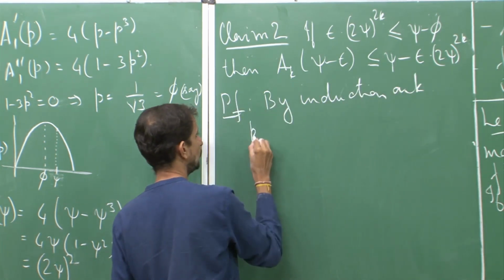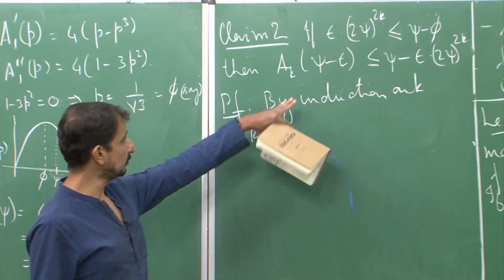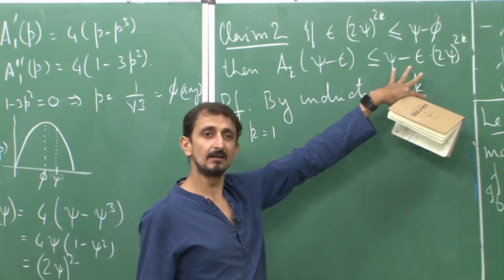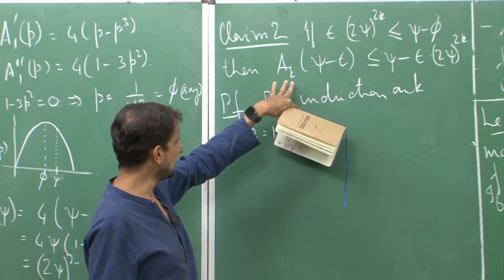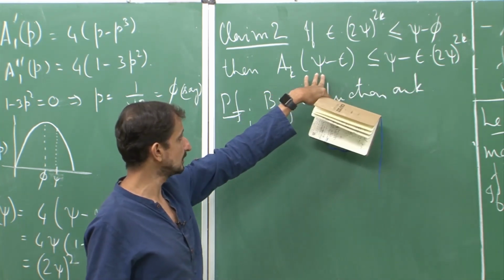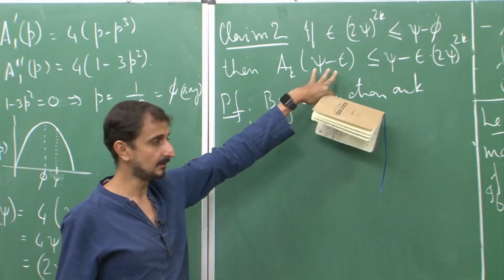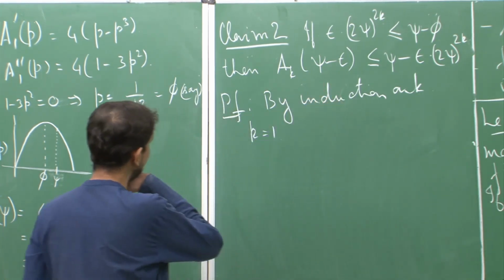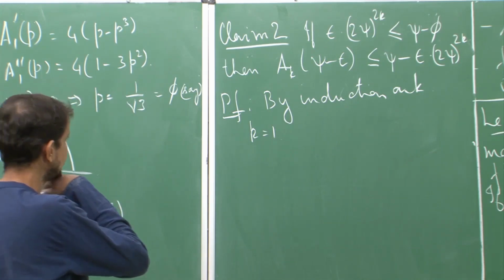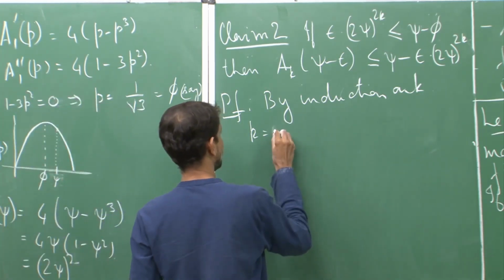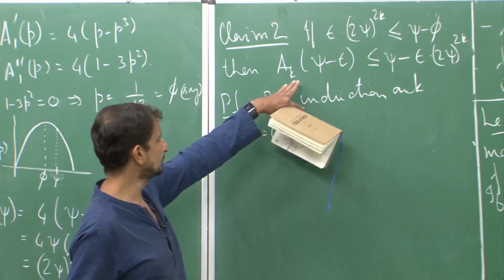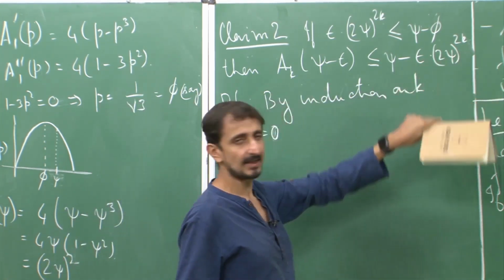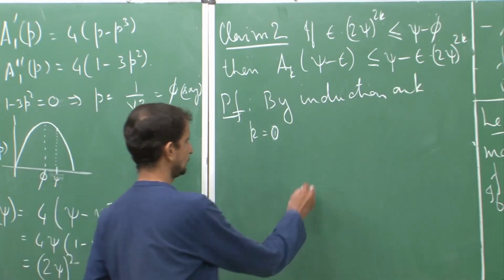So, at k equal to 1, what happens? Observe that we do not even need the hypothesis here, the left hand side and the right hand side are equal. So, a_1 of psi minus epsilon is psi minus epsilon. No, I think I need 0, so a_1 will be difficult. So, let us take the base case as 0. a_0 of psi minus epsilon is equal to psi minus epsilon, and if I take k equal to 0 here, I get psi minus epsilon as well.